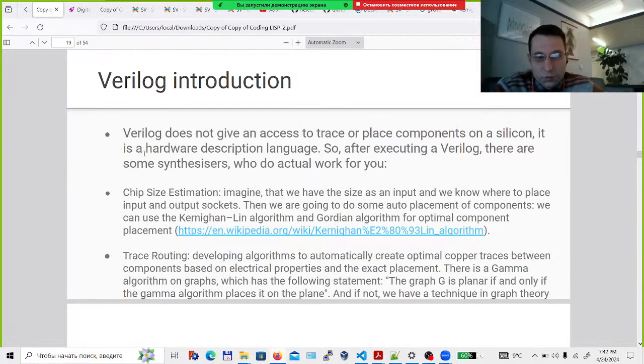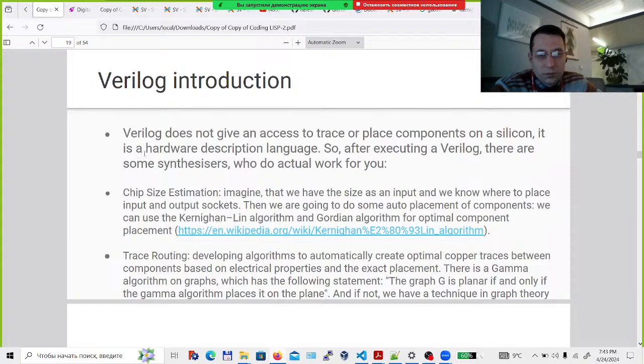And how does this work? For example, we are trying in some way to solve the chip size estimation. Imagine that we have the size of an input, and as we know, there are places for input and output sockets. Then we are going to do some auto placement of components. We can use the Kernighan-Lin algorithm and the Gordian algorithm for optimal component placement. We also have to do trace routing, for example, for copper rows inside the silicon. We develop algorithms to automatically create optimal copper traces between components based on electrical properties and the exact placement. There is the gamma algorithm on graphs, which has the following statement.